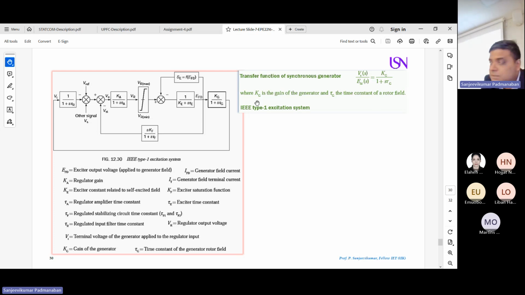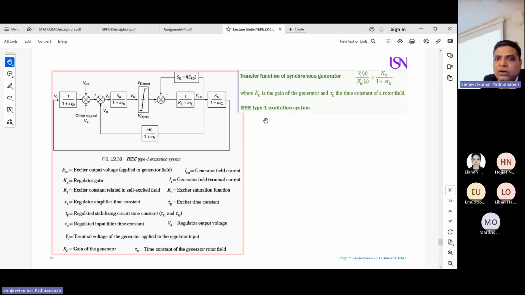Transfer function. What is Kg? Kg is the gain of the generator. Tau g is the time constant of your rotor field. So if you look at the overall transfer function, it depends only on the gain of the generator and the time constant of your rotor field.